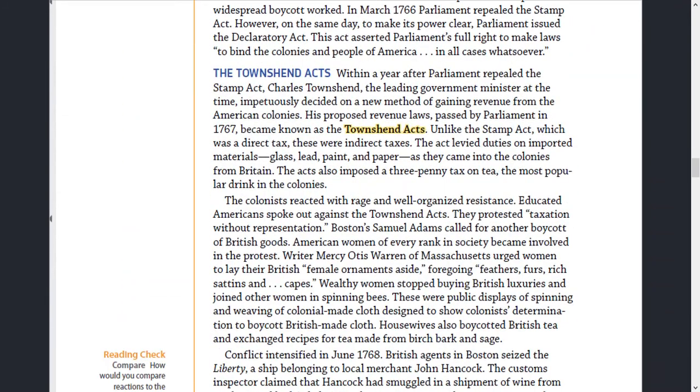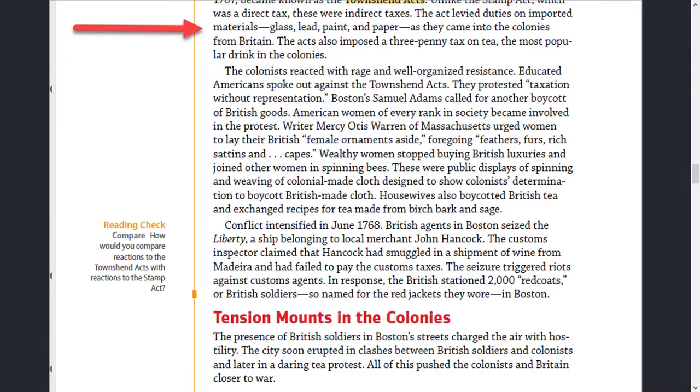Now, the Townshend Acts are defined here. The Townshend Acts, like the Stamp Act, are a series of taxes. And so you would want to organize these under your taxation section in your notes. And these taxes were on imported materials like glass, lead, paint, and paper. So that identifies them. But really, it's the reaction to them that we also want to understand. The reaction is right here. They reacted with rage and well-organized resistance.